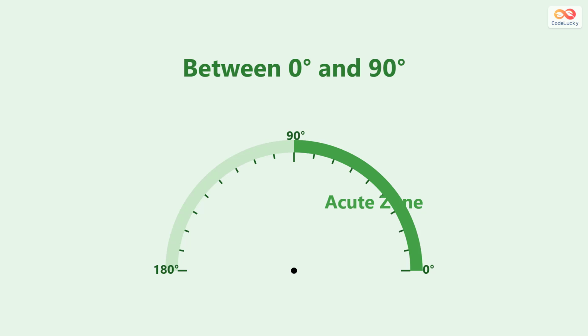Think of the range of angles. If you start at 0 and open up, but stop before you reach the upright 90-degree mark, you are in the acute zone.